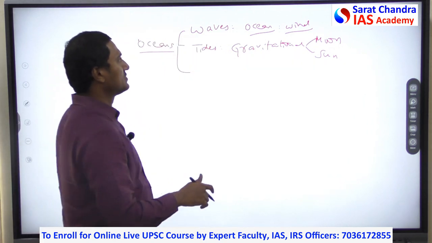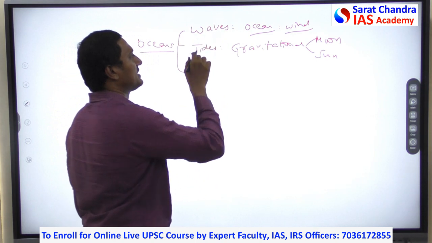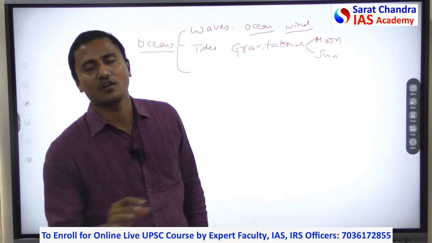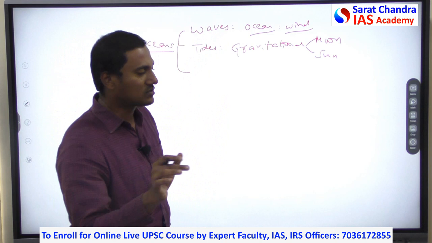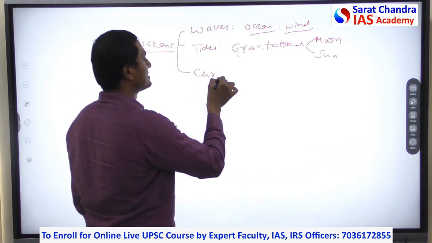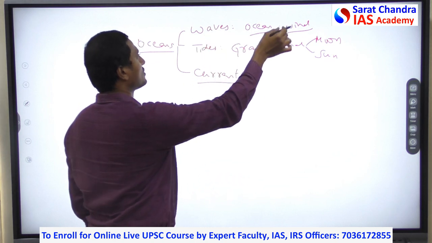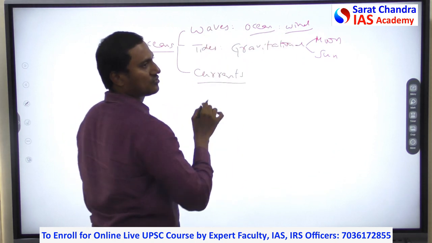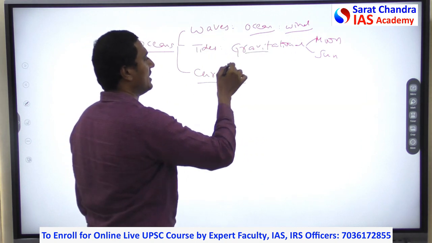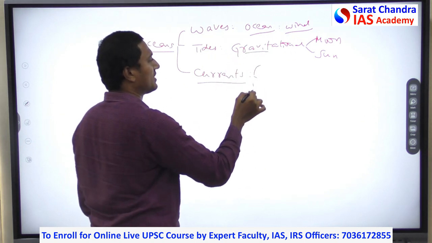the earth. However, on waves and tides in UPSC, generally questions are not at all coming. In prelims and mains, questions are coming only about ocean currents. Waves are because of wind, tides because of the moon, somewhat the sun also, meaning gravitation. But currents occur because of several reasons.